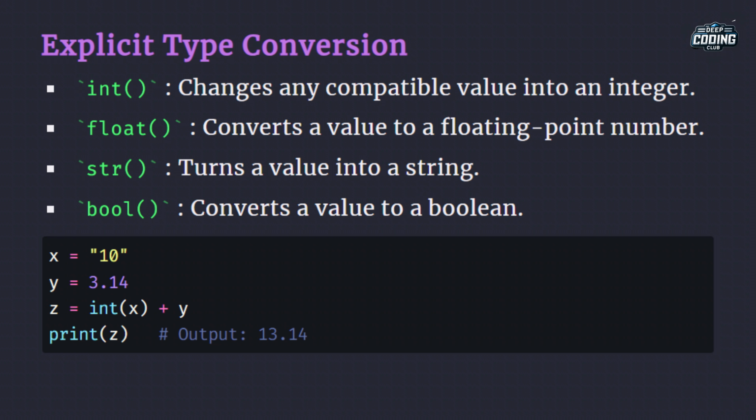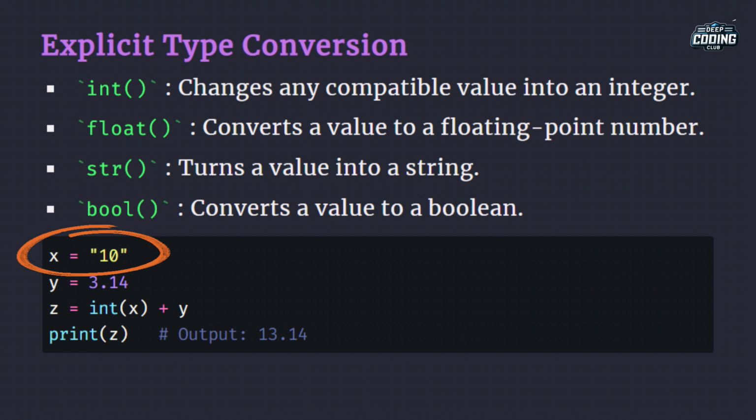like true or false. So to convert data to a different type, you simply call any of these functions and pass the data to be converted as an argument. For example, to convert a string to an integer, you would call int and pass in the string.